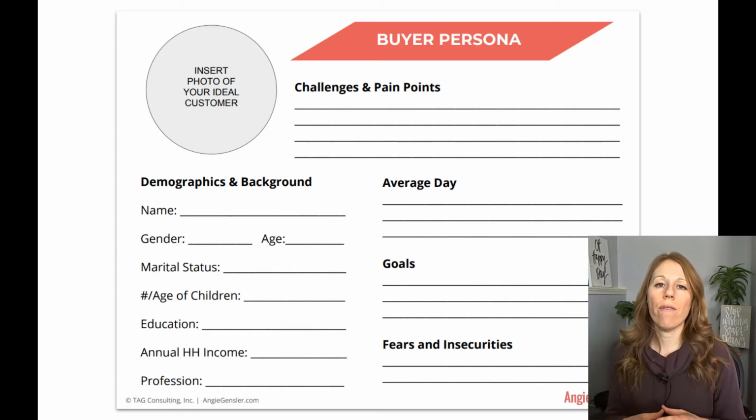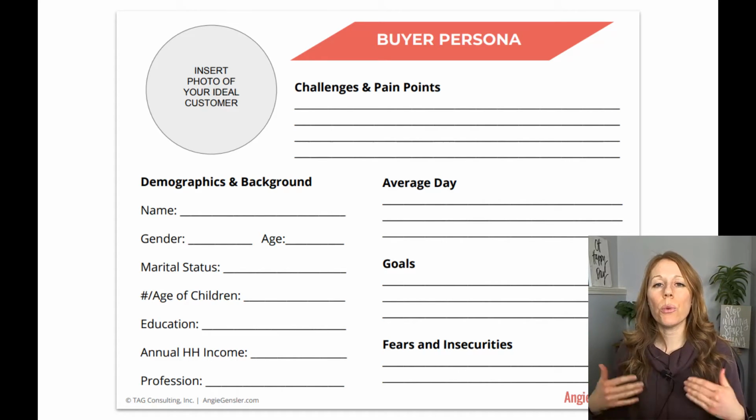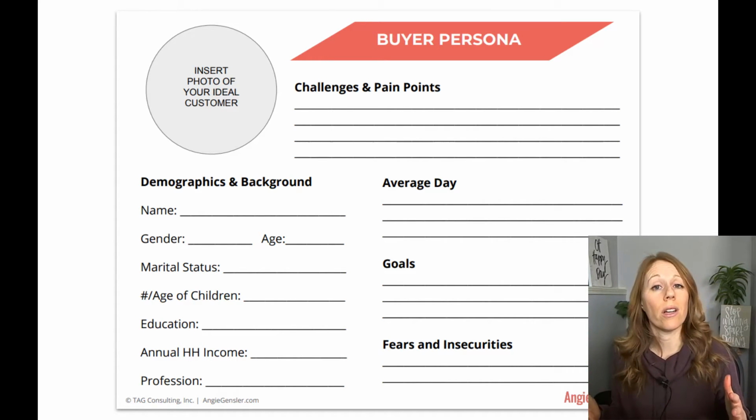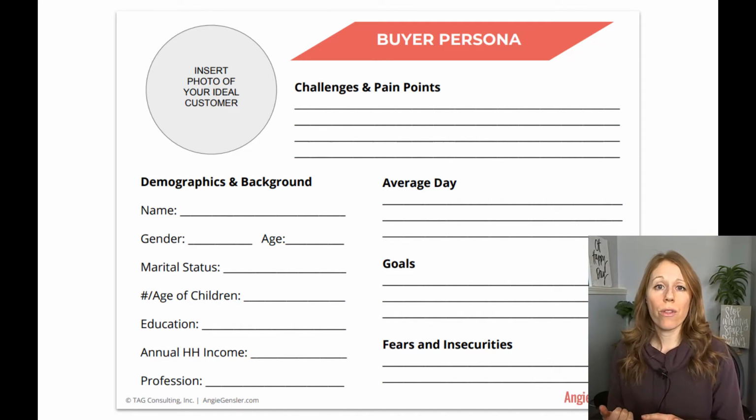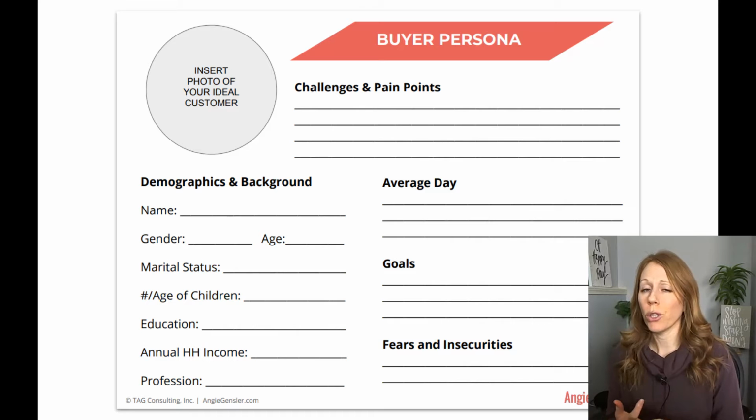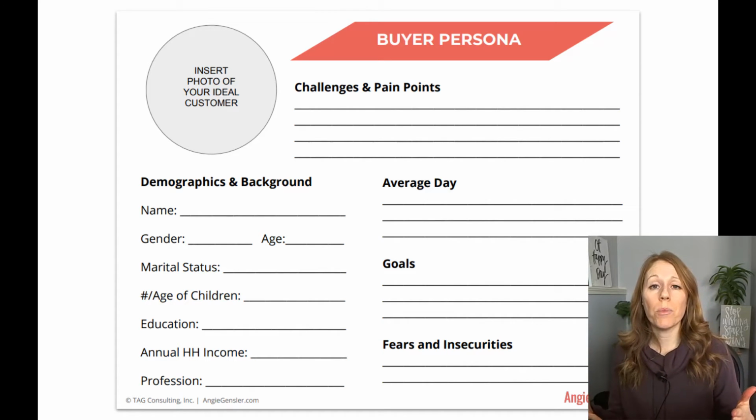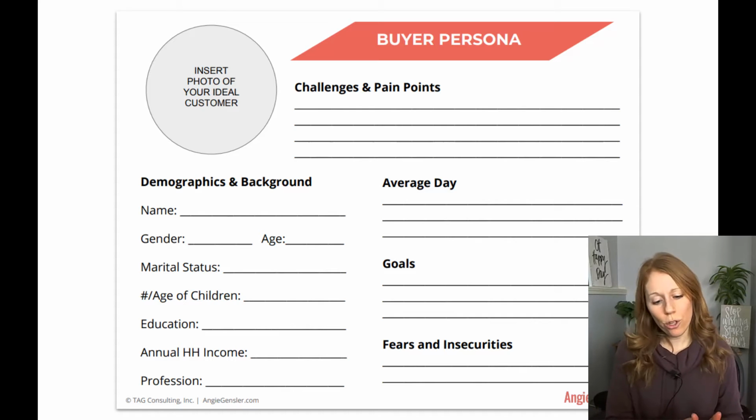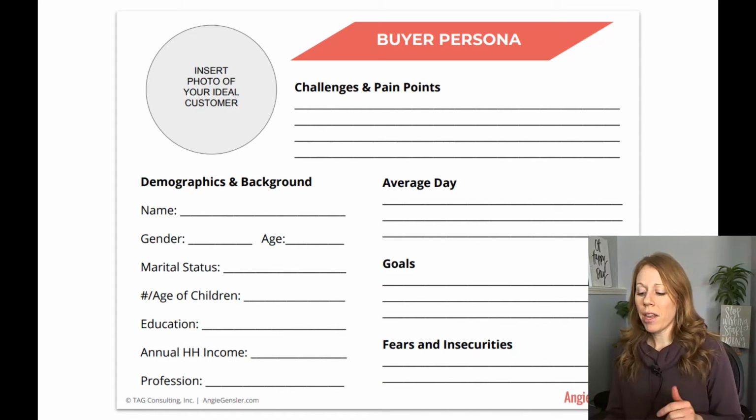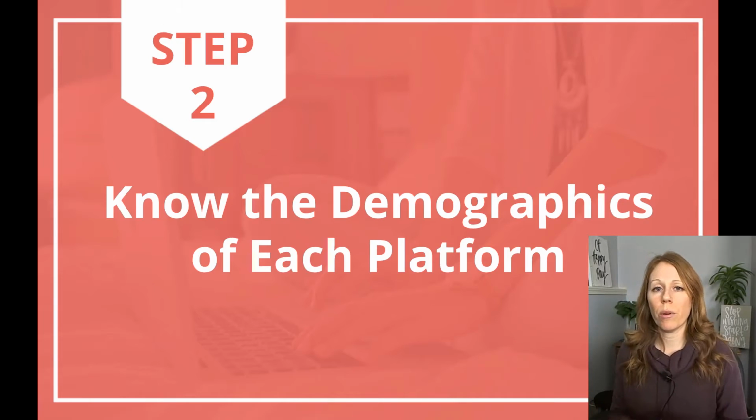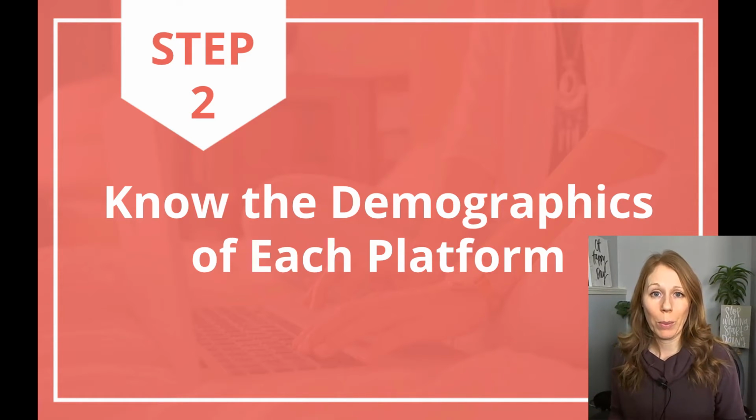Once you have this buyer persona built out, it gives you a good idea of who your ideal customer is, including their demographics: their income, their age, their location, their marital status, their education, those types of information. And once you know that about your ideal customer, then it's time to jump into the different platforms and discover the demographics of each platform.